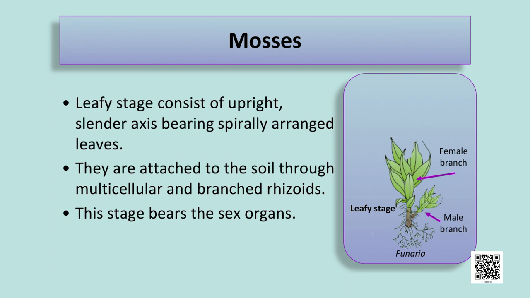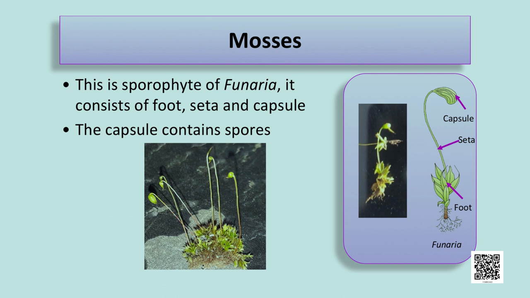As you can see in the picture of Funaria, antheridium develops on the male branch and archegonium develops on the female branch of the same plant, thus it is monoecious. After fertilization, the sporophyte develops, which is again dependent on the gametophyte. The rest of the sexual structures in mosses are the same as in liverworts. Sporophyte of a moss plant has distinct regions, foot, seta and a capsule as shown in the diagram. Spores develop only within the capsule after meiosis.